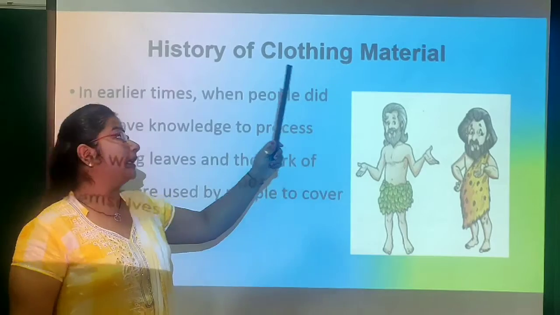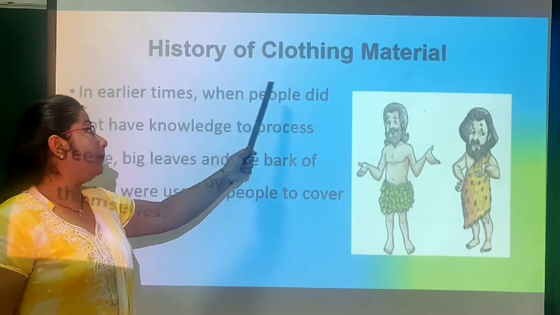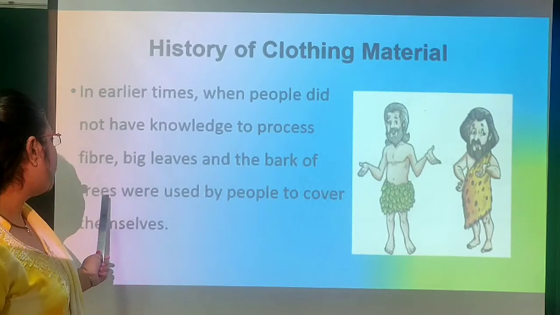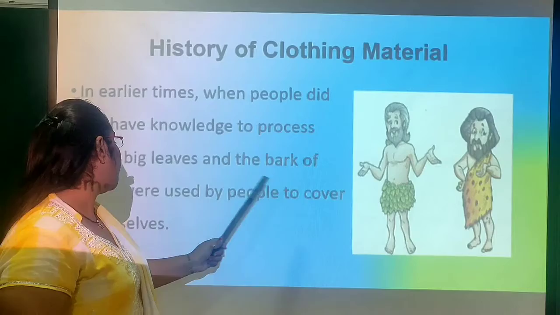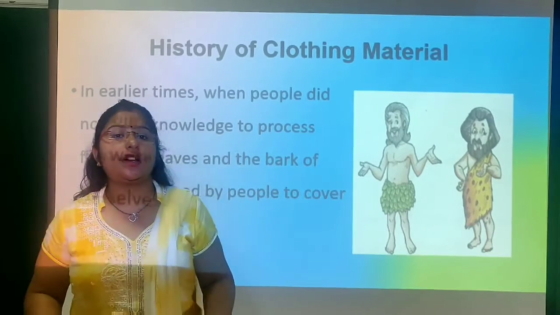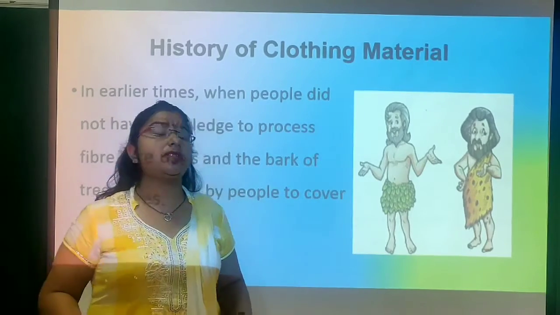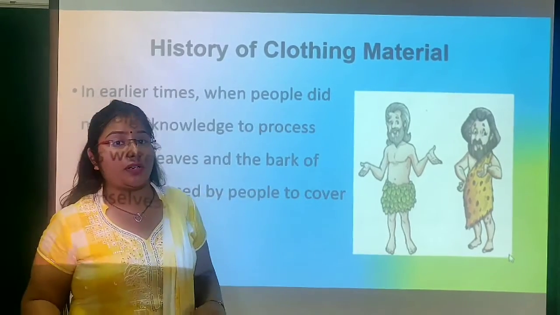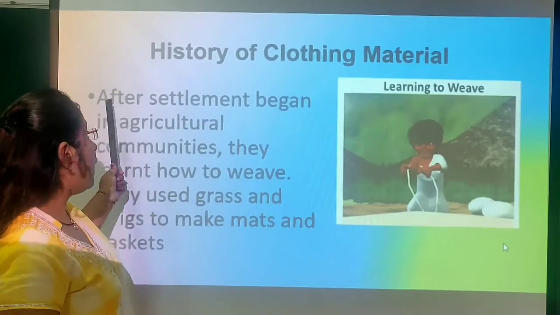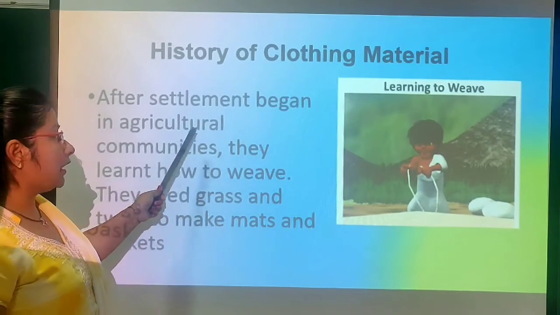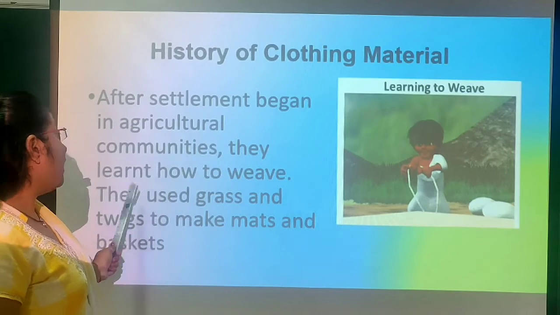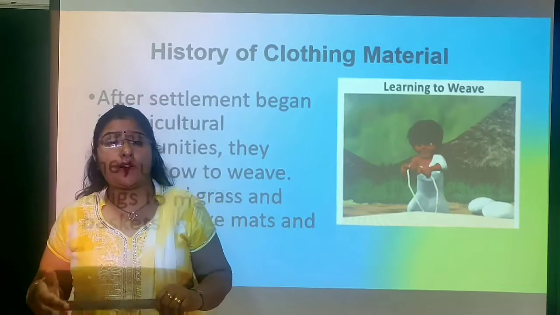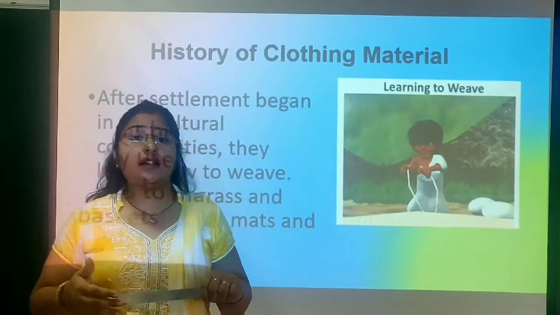History of clothing material. In earlier times when people did not have the knowledge to process fiber, big leaves and the bark of trees were used by people to cover themselves. In earlier times when early man did not have the knowledge of fibers, they used leaves or the skin of animals to cover their body. Then after settlement began in agricultural communities, they learned how to weave. They used grass and twigs to make mats and baskets. So after agricultural development, they started weaving.